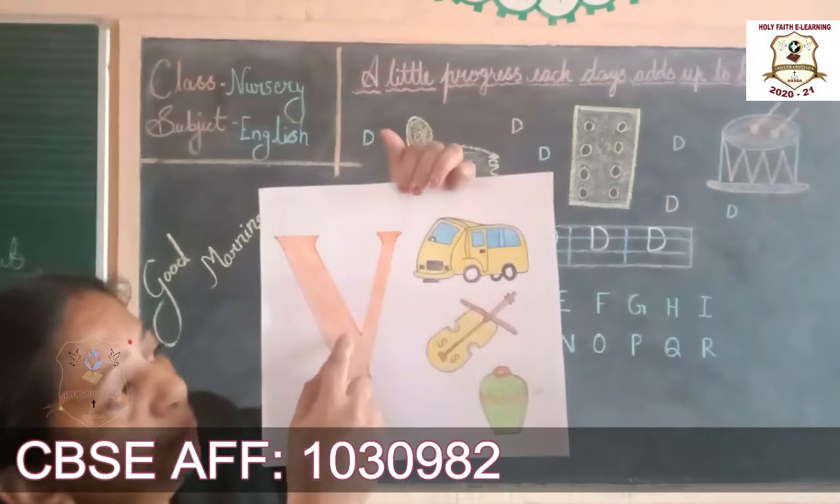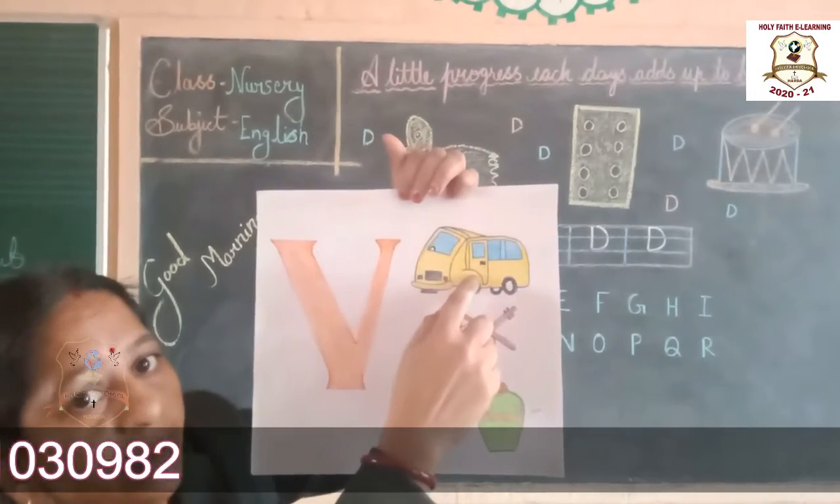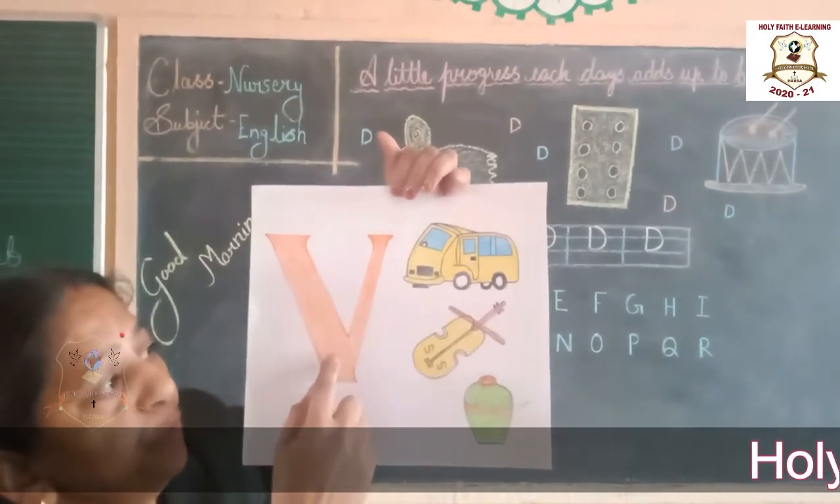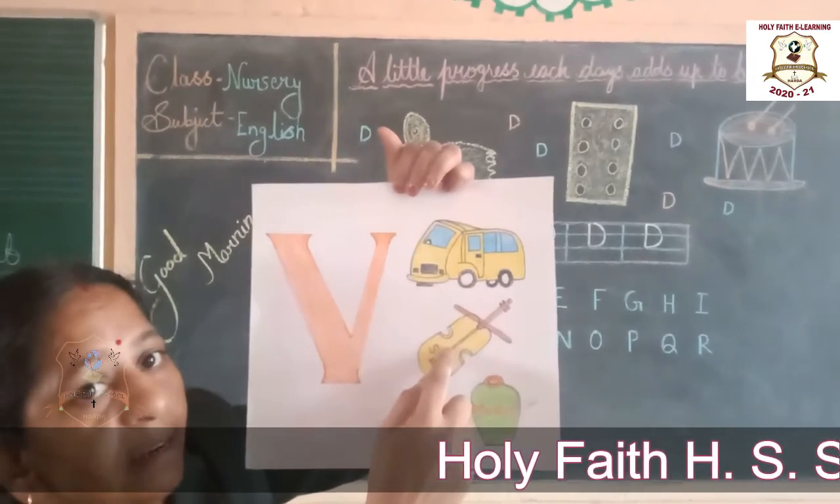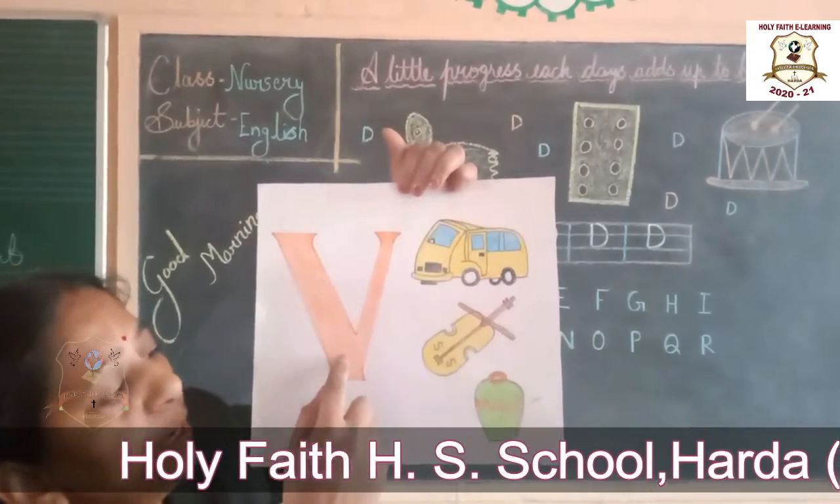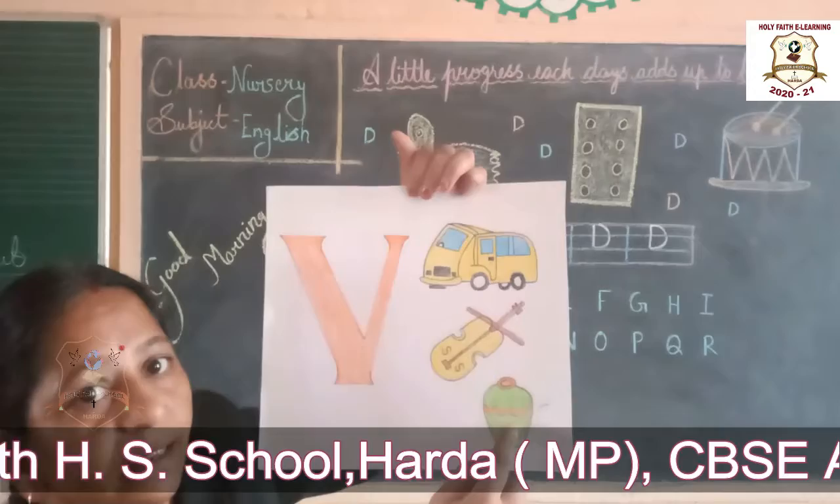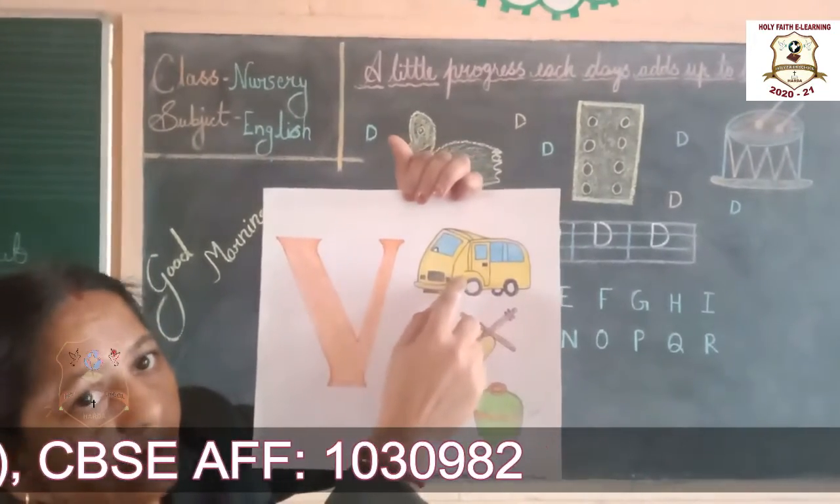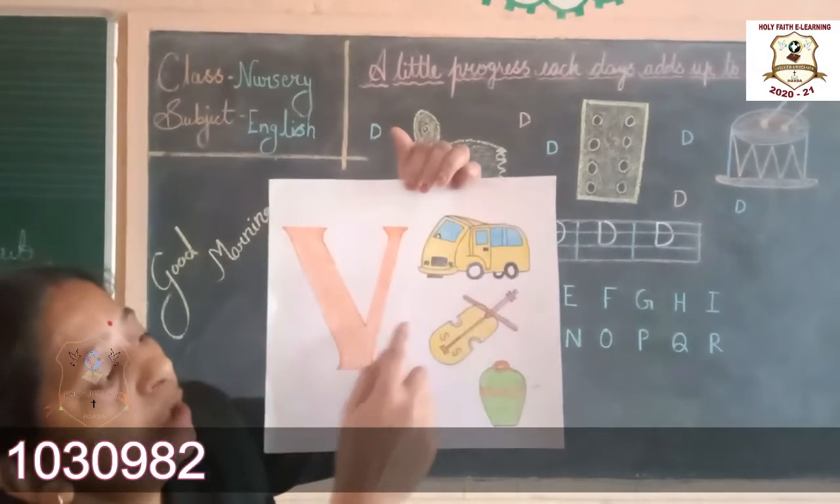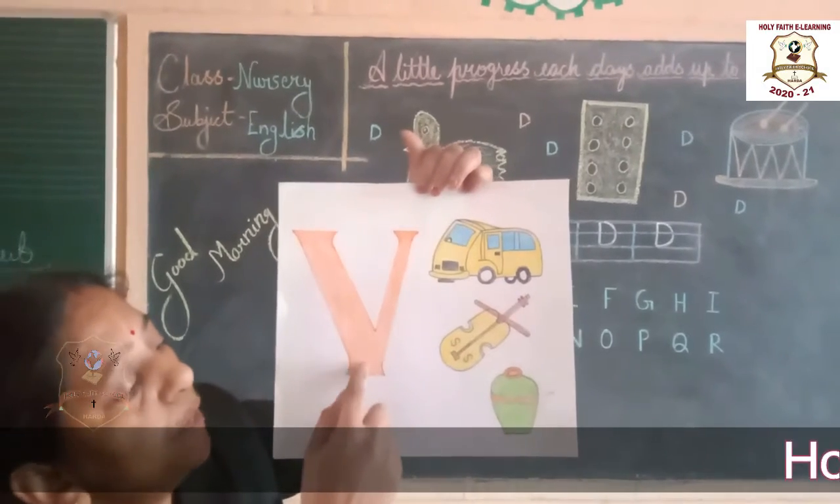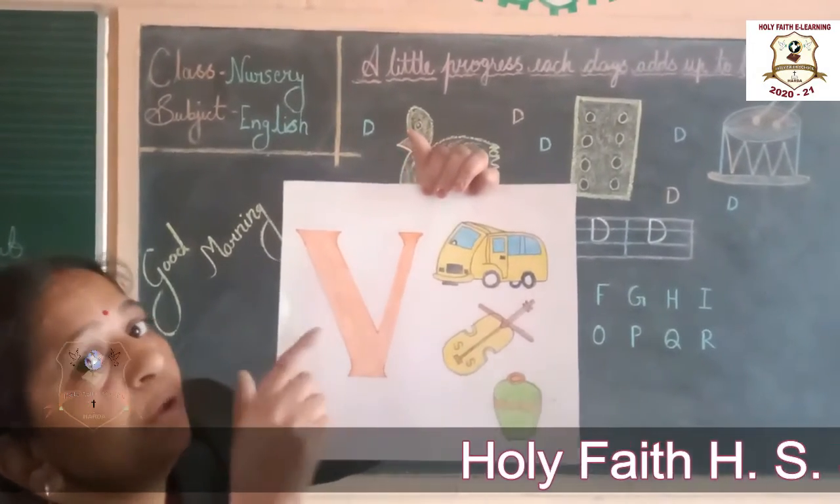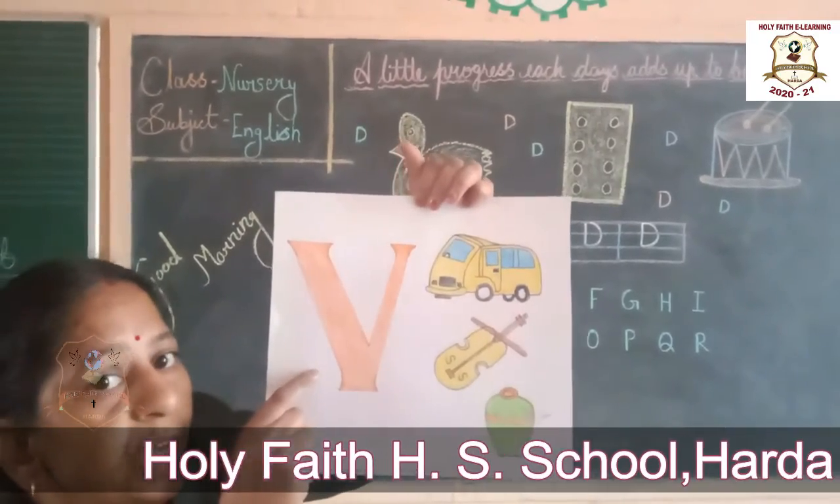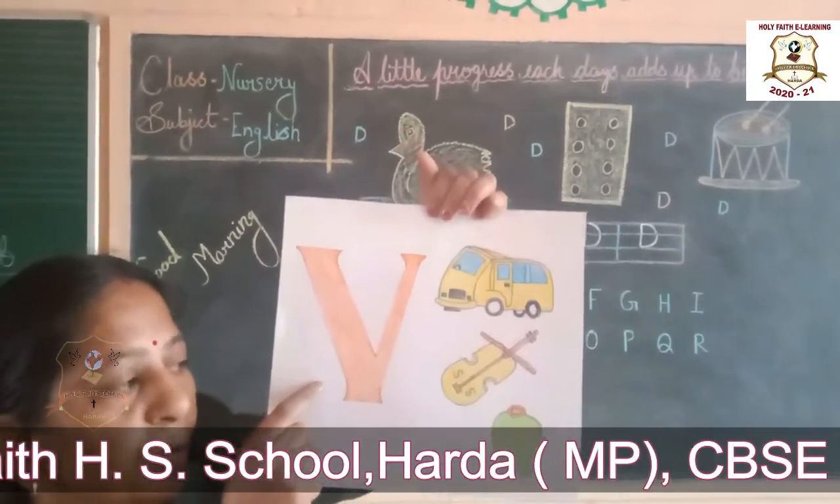Say V, V, van. V, V, violin. V, V, vase. Say once again. V, V, van. V, V, violin. V, V, vase. Which letter is this? V. And the sound of V is V.